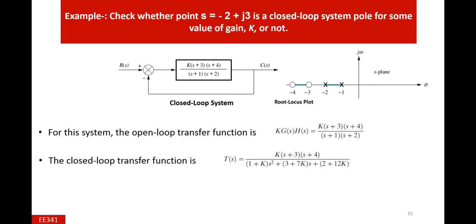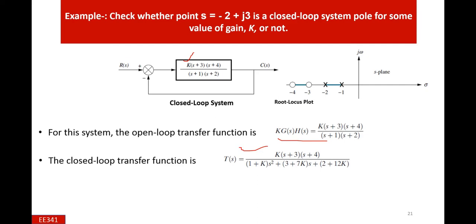And here we have a closed loop transfer function with unity feedback, and the open loop transfer function is k times (s+3)(s+4) over (s+1)(s+2). There are two poles and two zeros in the open loop transfer function. This is the open loop transfer function, this is the closed loop transfer function, and these are the locations of the poles.